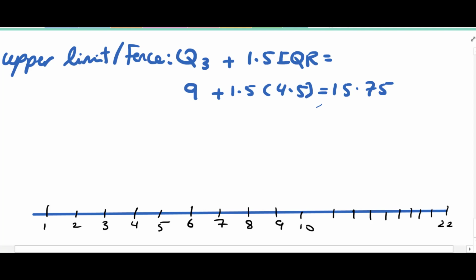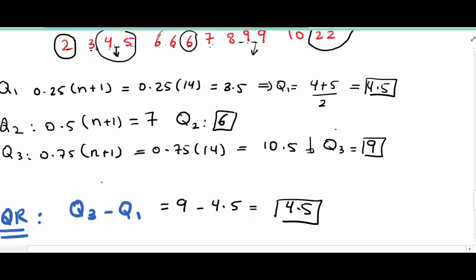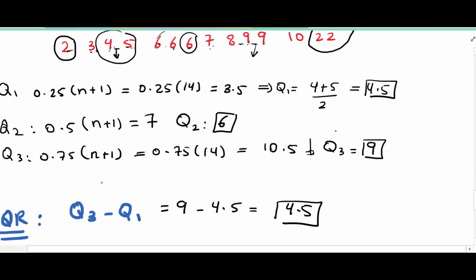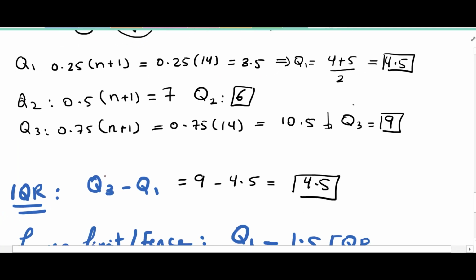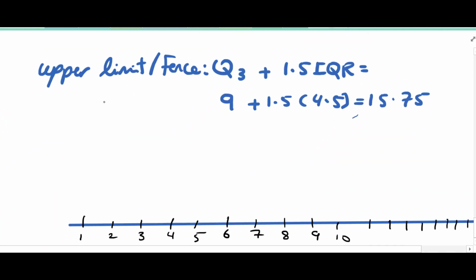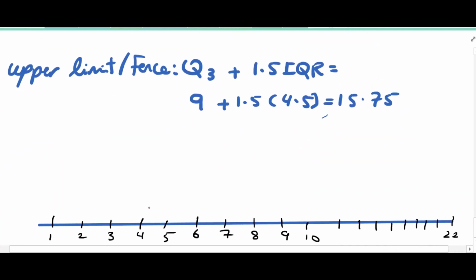Then, for Q1, Q2, and Q3, you draw vertical lines. Q1 is 4.5, Q2 is 6, and Q3 is 9. So 4.5 is over here, 6 is here, and that's your median, and 9 is here, and that's your Q3. Then you just connect these three vertical lines like that.